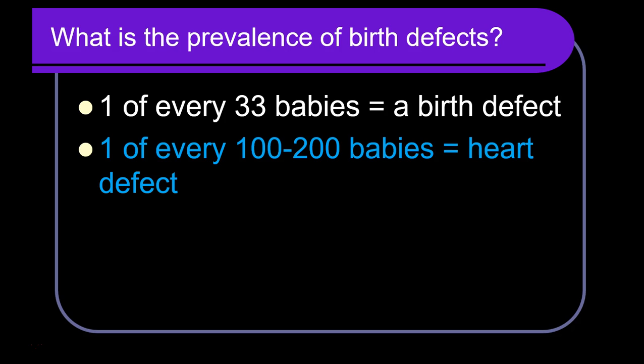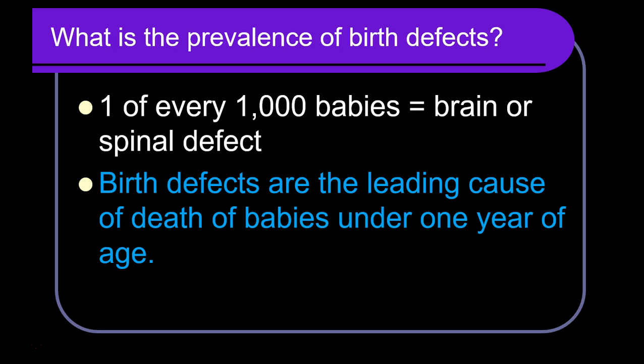So in terms of prevalence, about 1 of every 33 babies has a birth defect, and 1 of every 100 to 200 babies has a heart defect. 1 of every 1,000 babies has a brain or spinal defect. And in general, birth defects are the leading cause of death of babies under 1 year of age.